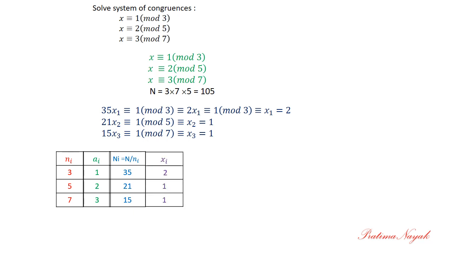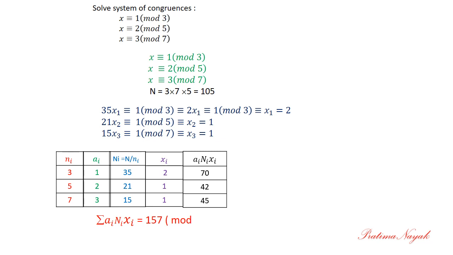Next we will make a column for ai multiplied by ni multiplied by xi. So first row it will be 35 into 1 into 2, 70. Second it will be 21 into 2, 42. Third will be 15 into 3 into 1, 45. Now we will take the sum. The sum will be 157. Now 157 modulo 105 is congruent to 52 modulo 105 because 157 divided by 105, 52 is the remainder. So answer is 52 here.